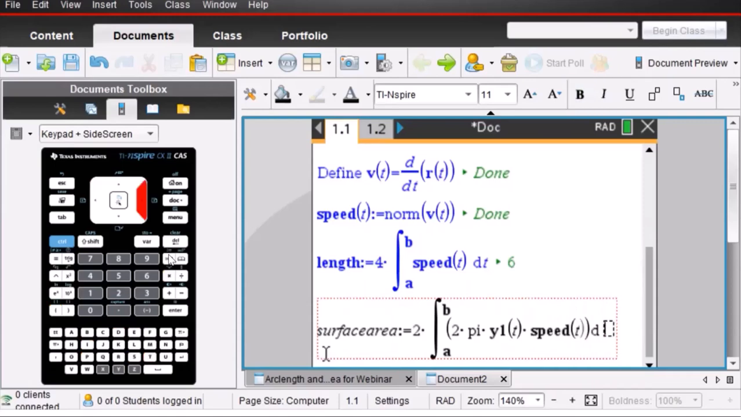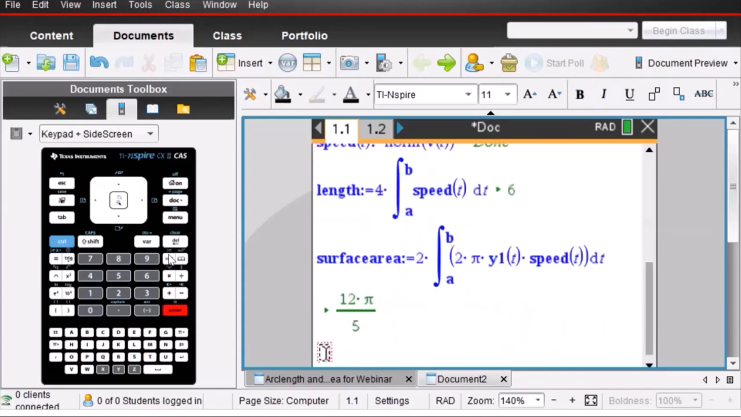And hopefully this will give me the correct answer. Yes, 12 pi on 5. So this is a nice little application which you can then save.